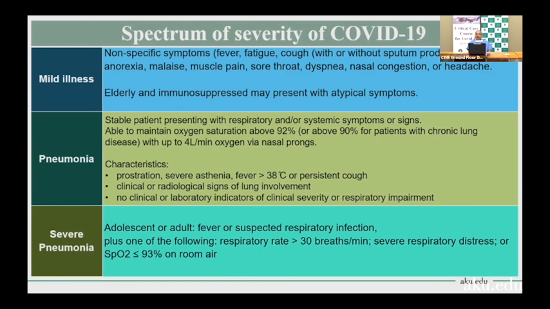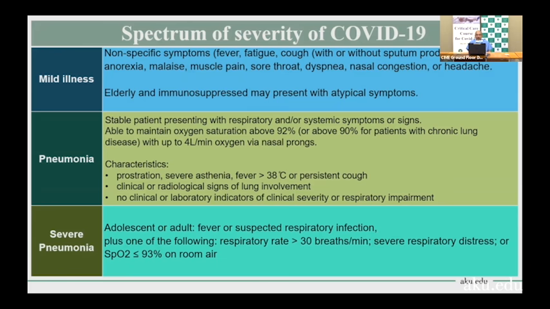Threateningly, they may come up with more drastic complications rather than mild illness. The second stage is pneumonia, where they start to have a respiratory failure picture with a high respiratory rate. They may have a fever and clinical or radiological signs of lung involvement, and some laboratory abnormalities. At this stage you need to start therapeutic intervention, like giving oxygen and trying to keep their saturation above 90 or 92, so that they have good oxygen in the body.